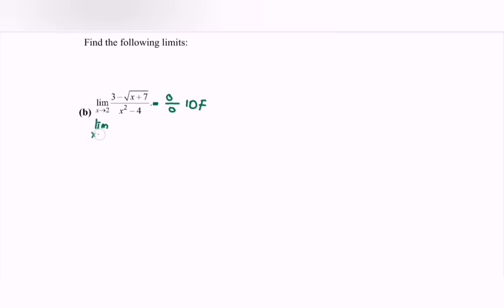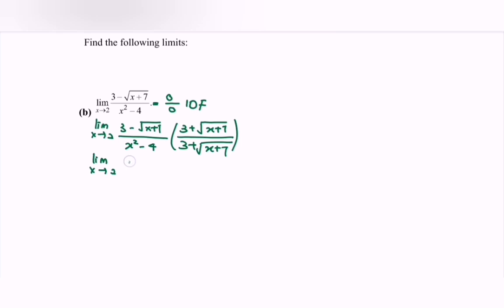So the limit as x approaches 2, we have (3 minus square root of x plus 7) over (x squared minus 4). Multiply by the conjugate, we have (3 plus square root of x plus 7) over (3 plus square root of x plus 7). Remember, only expand one part, so my focus will be the numerator. So we have 3 squared, which equals 9, minus (x plus 7), over (x squared minus 4) multiplied by (3 plus square root of x plus 7).